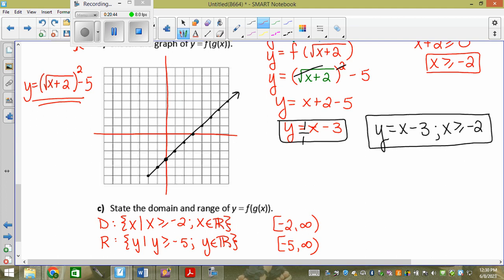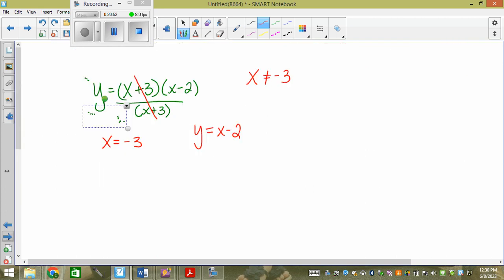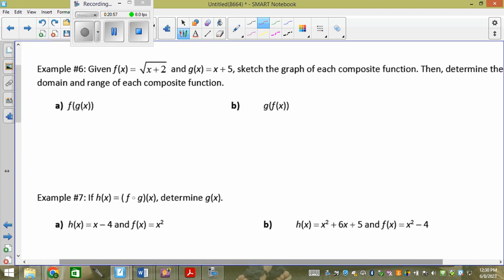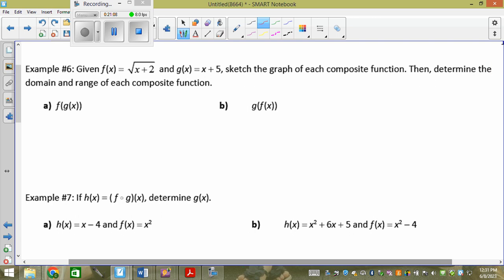Now we're going to flip over. Okay, then we have this one. Given f of x equals square root x plus 2 and g of x equals x plus 5, sometimes the square root doesn't go away. Sometimes it exists, and it creates more NPVs. So this one says, determine f of g of x. So how do I do this? I go f, and I fill in my g of x, which is x plus 5.